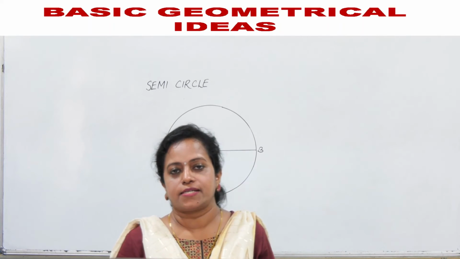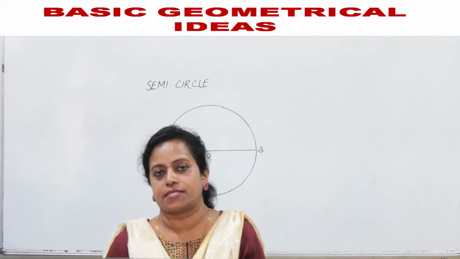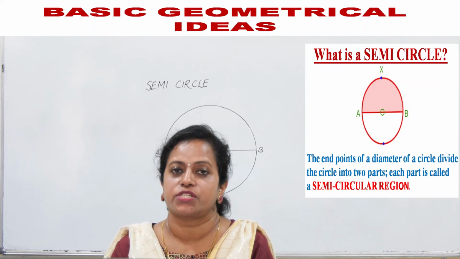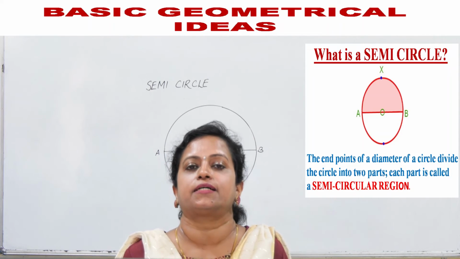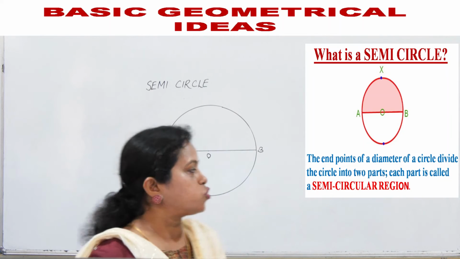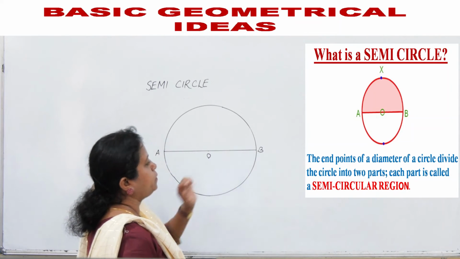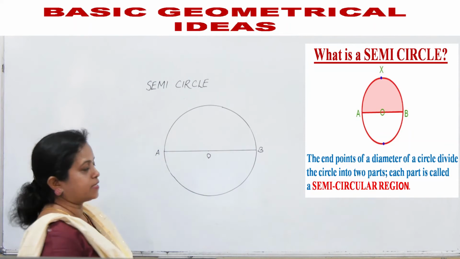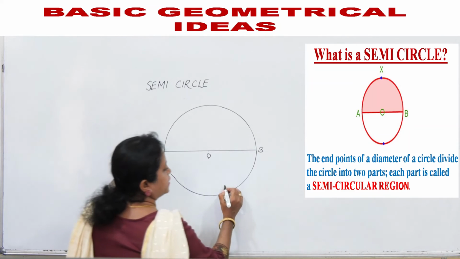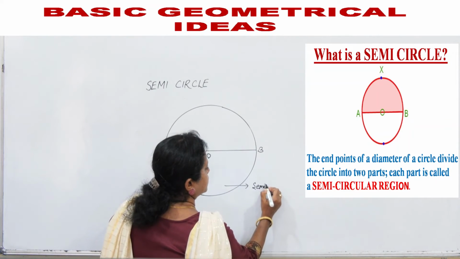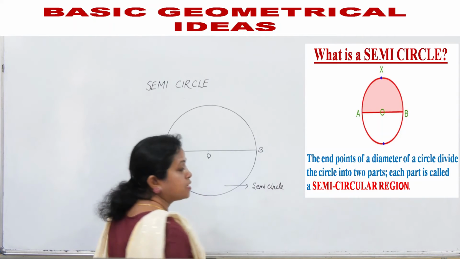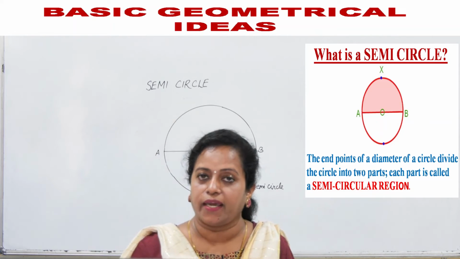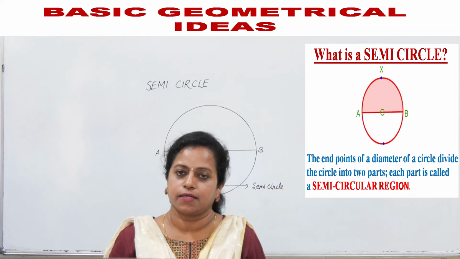Another term which you have to understand when you study about circle is semicircle. What did we learn about diameter of a circle? Diameter is a line segment which has its two endpoints on the circle and it passes through the center. So if I consider the diameter AB, you will find that the diameter divides the circle into two equal parts. These two equal parts are called the semicircle. That is, a diameter divides a circle into two regions which are equal in area, which is called the semicircle.